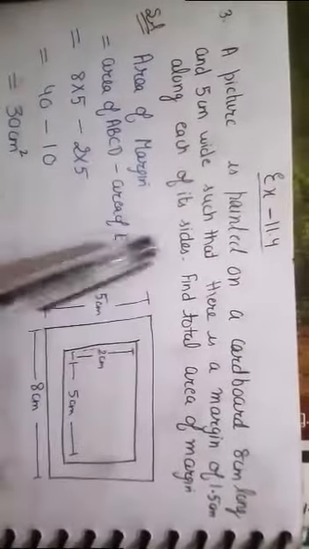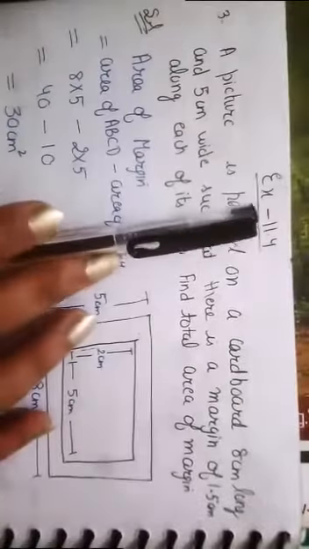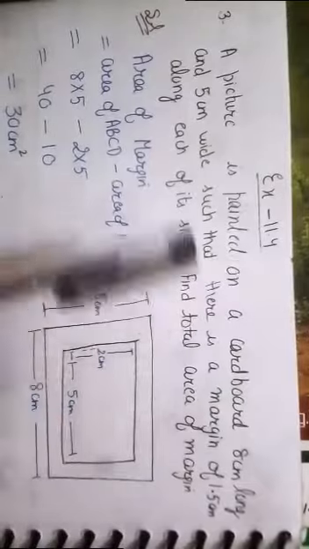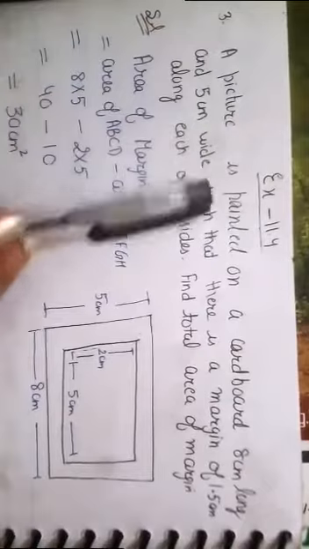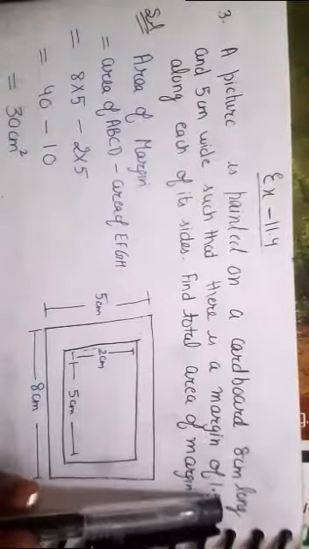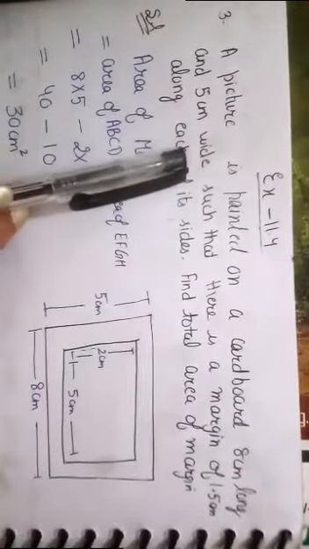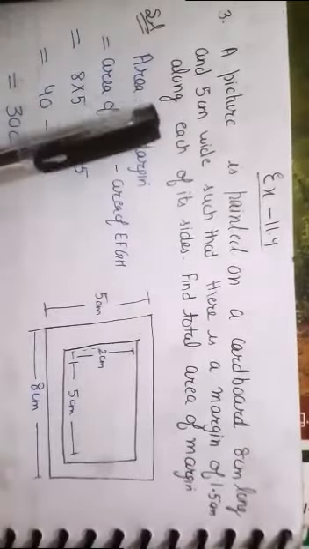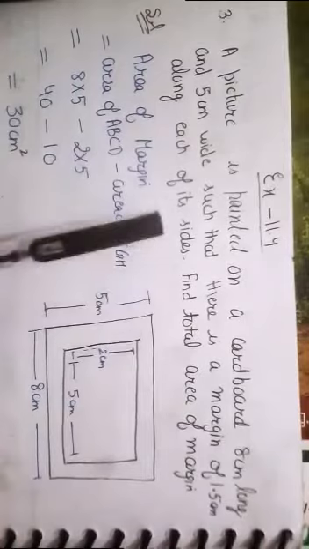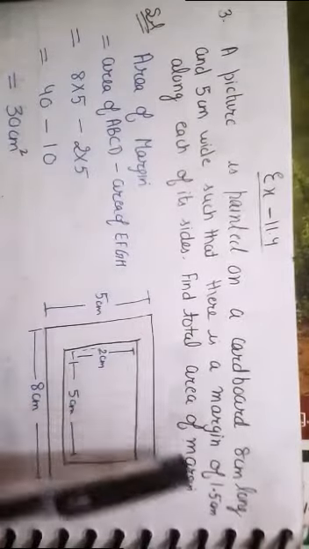Hello students, in this video lecture we will discuss exercise 11.4. So let's start with question number 3. A picture is painted on a cardboard 8 centimeter long and 5 centimeter wide such that there is a margin of 1.5 centimeter along each of its sides. Find the area of the margin.